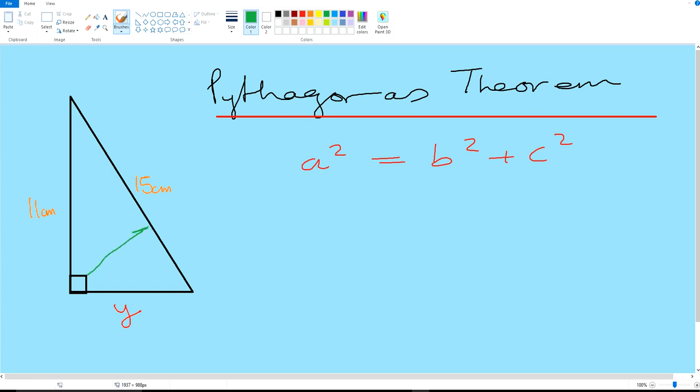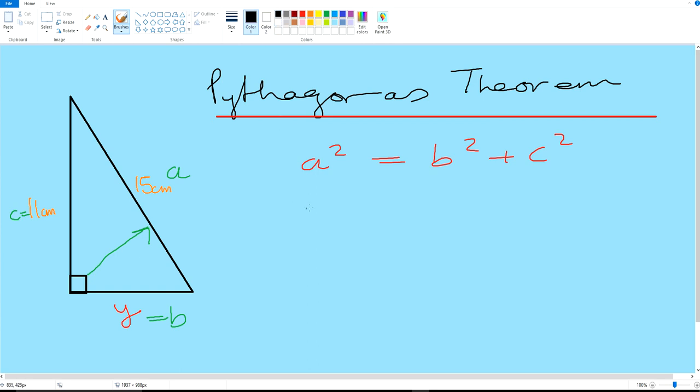Opposite the right angle is always the hypotenuse, which we call A. The other two sides can be labeled as B and C in any order. So I'm going to label the bottom one as B and the height as C. Now let's start putting in our values under the formula.